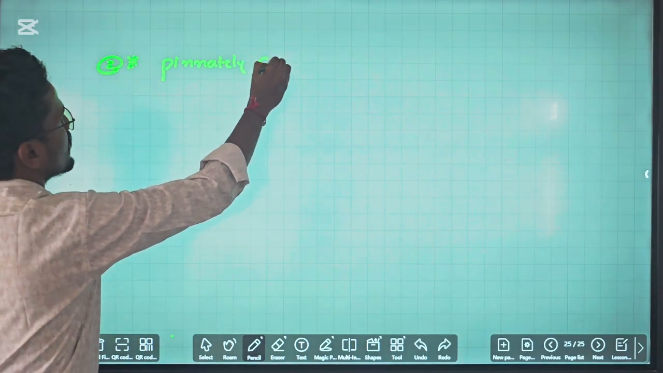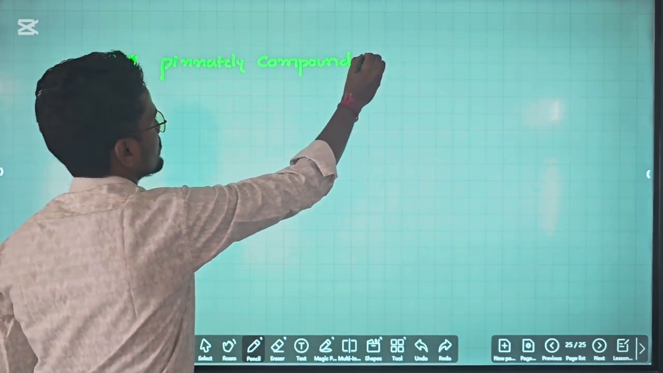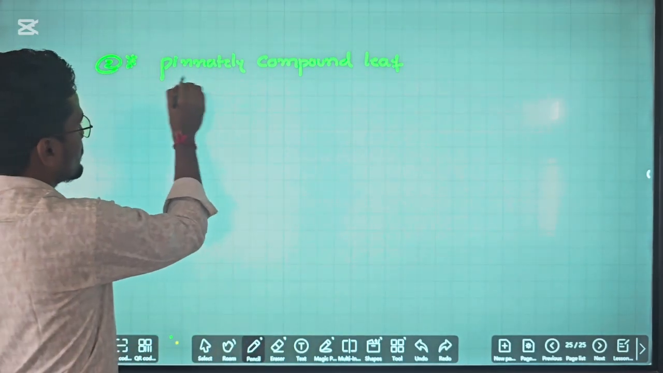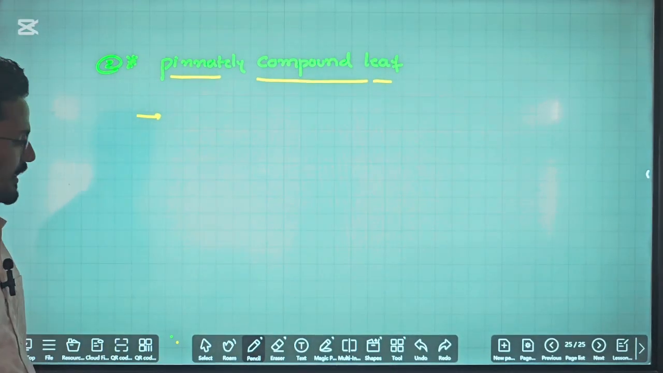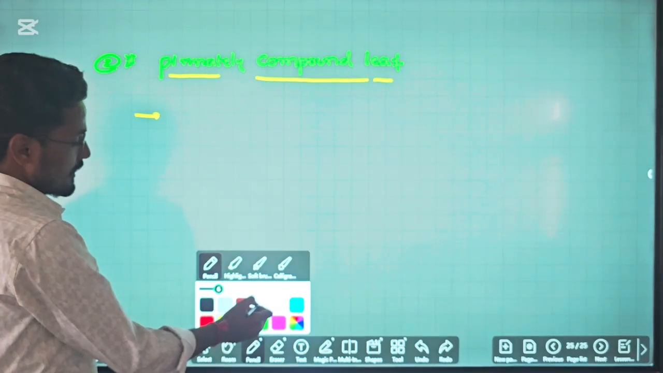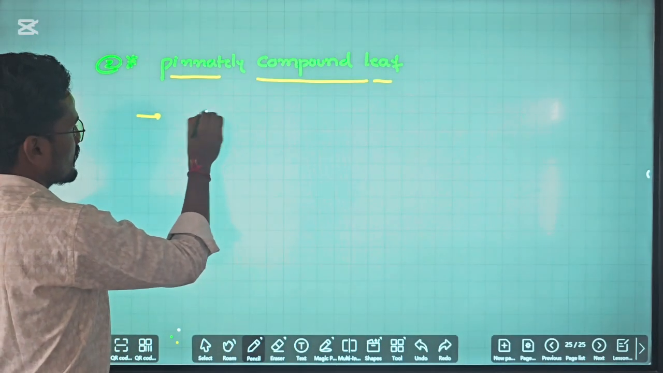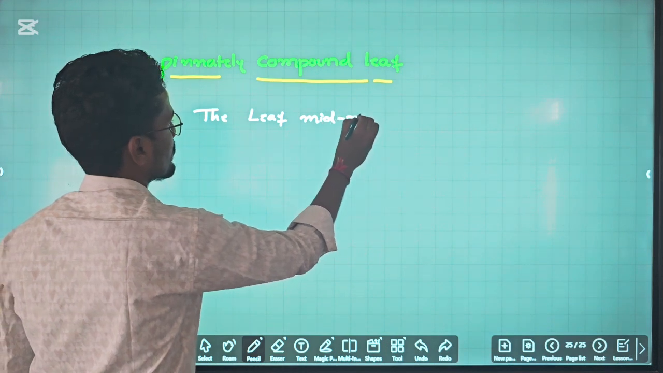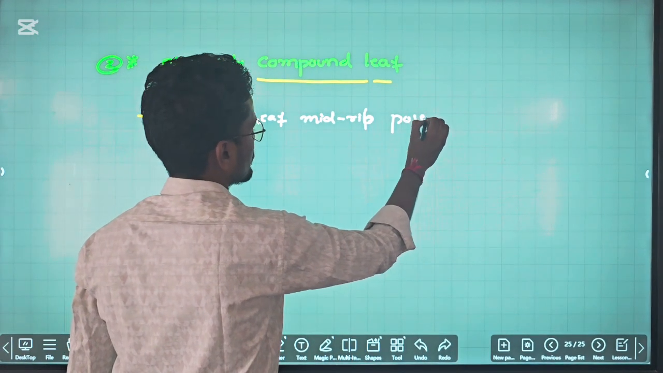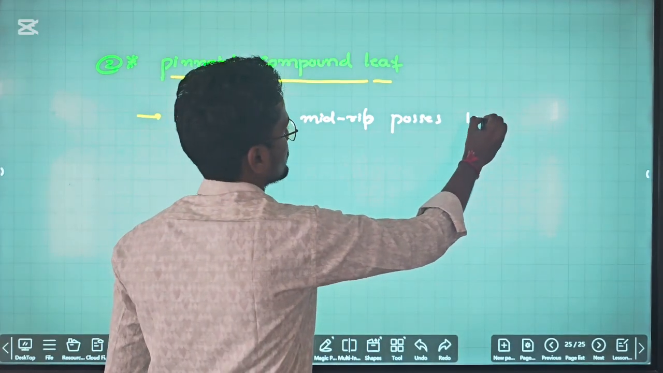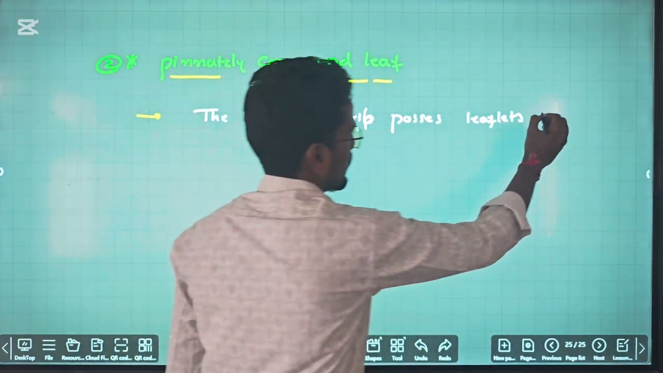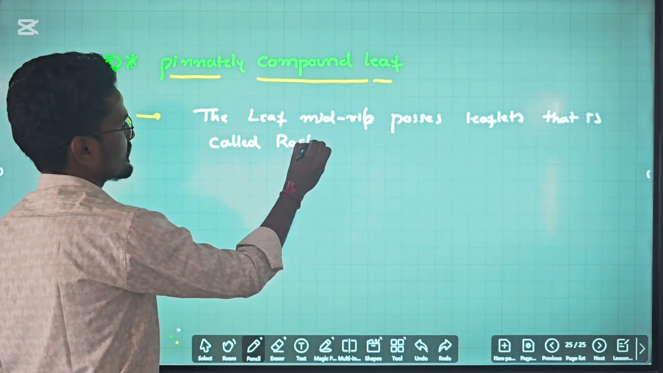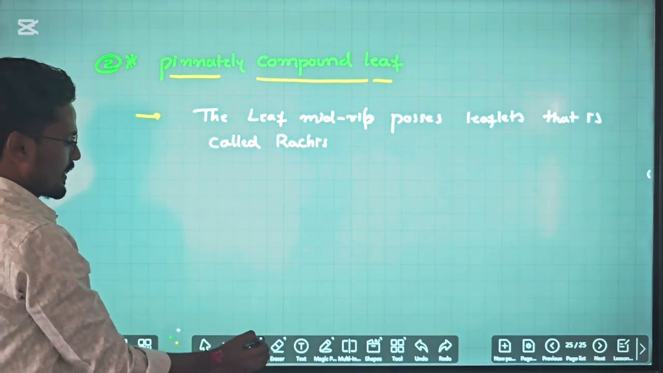Pinnately compound leaf. To understand the meaning of a pinnately compound leaf: the leaf midrib possesses leaflets, and that midrib is called a rachis. Okay, we'll see diagrammatically how actually it is.